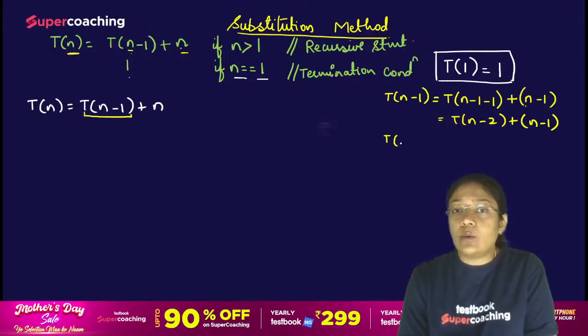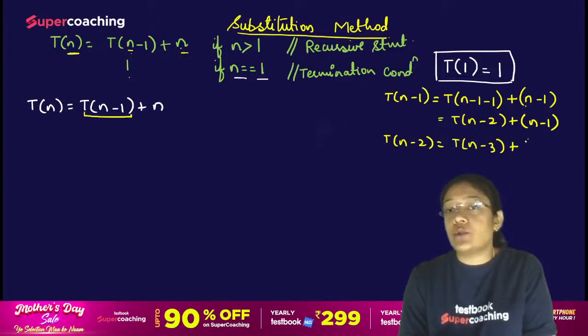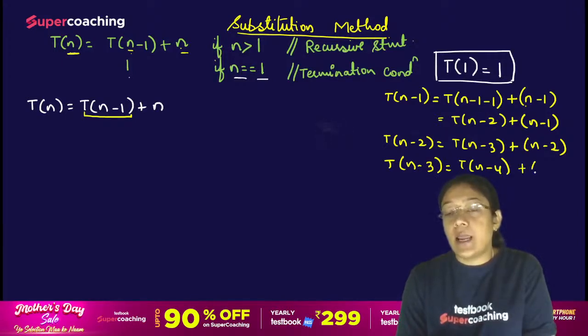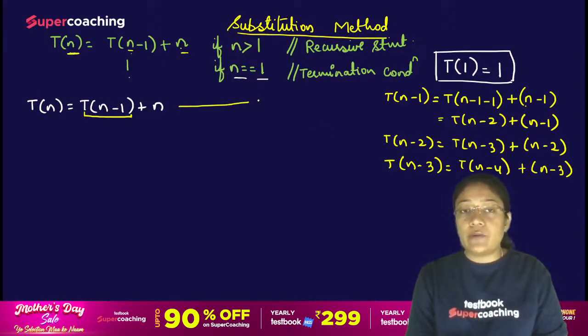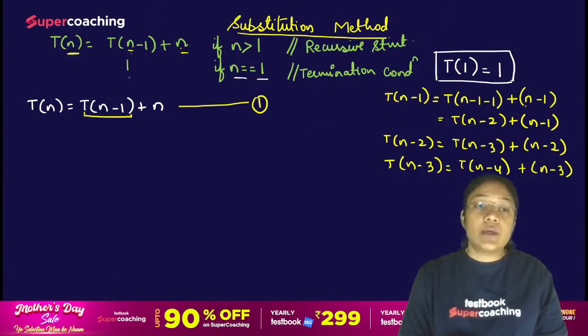Similarly, we can calculate the value for n minus 2. This will be t of n minus 3 plus n minus 2. T of n minus 3 will be equal to t of n minus 4 plus n minus 3. Yes? Now, according to the substitution method, we have to substitute the values here. This is the very first step. Now, substitute the values.